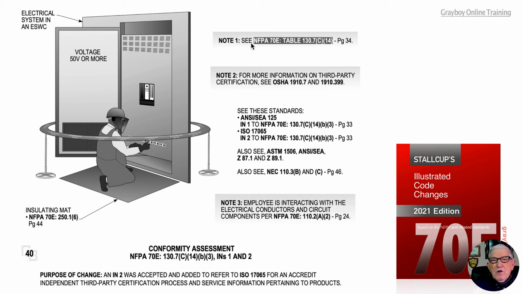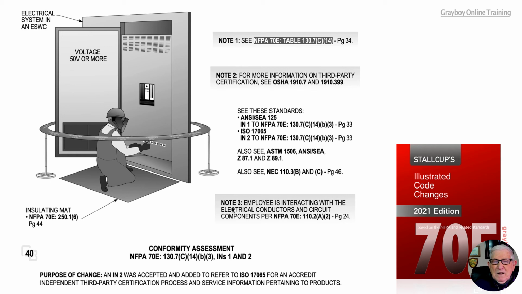Now, notice note 1 just basically says NFPA 70E, table 130.7C14 on page 34 should be reviewed. Now, note 2, for more additional information on third-party certification, then there is 1910.7 and 1910.399 of OSHA that I recommend that you see.